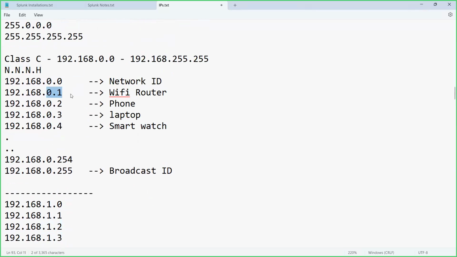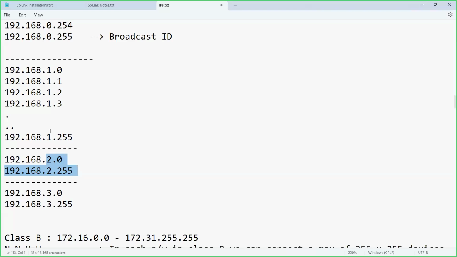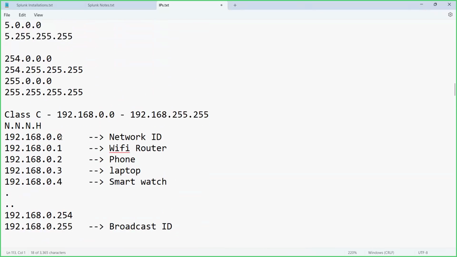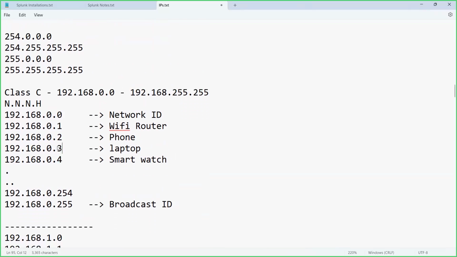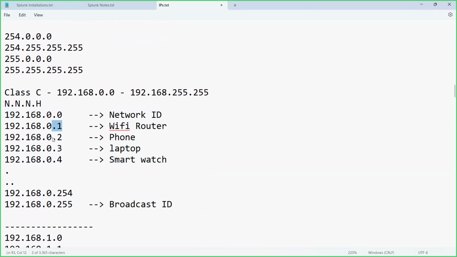So 0.1 can only communicate with up to 0.255. It cannot communicate with 1.1 or 2.1 or anything, because they fall in different networks. Each IP here in the host portion represents a unique individual system, and the network portion gives the identity for the entire network. So all of these devices are in the 192.168.0.x network. And in that network, this is the first device, the second device, the third device, the fourth device, etc.